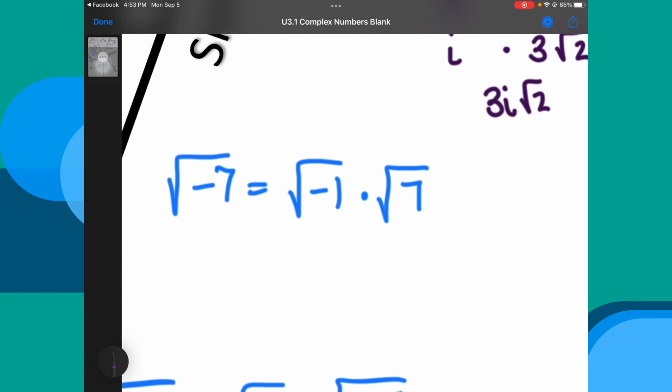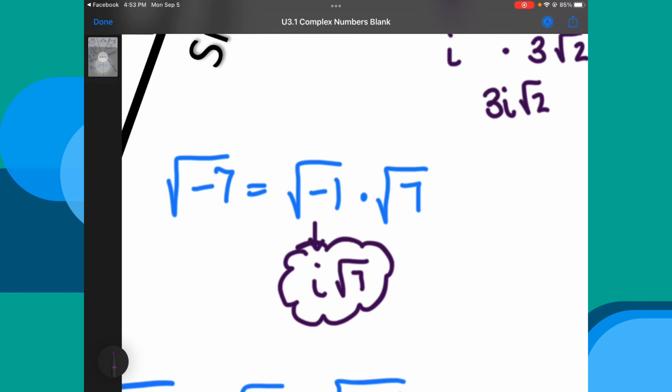Let's look at another one. Square root of -7. That would be the square root of -1 times 7. The square root of -1 is equal to i. The square root of 7 can't be simplified, so that leaves us with i square root of 7.